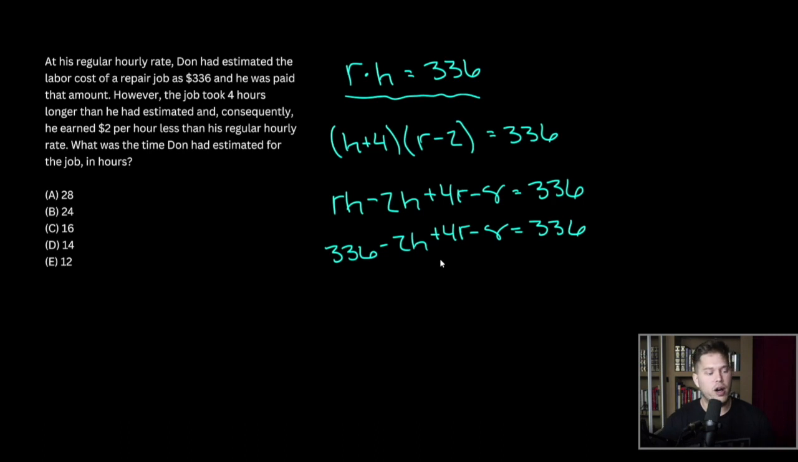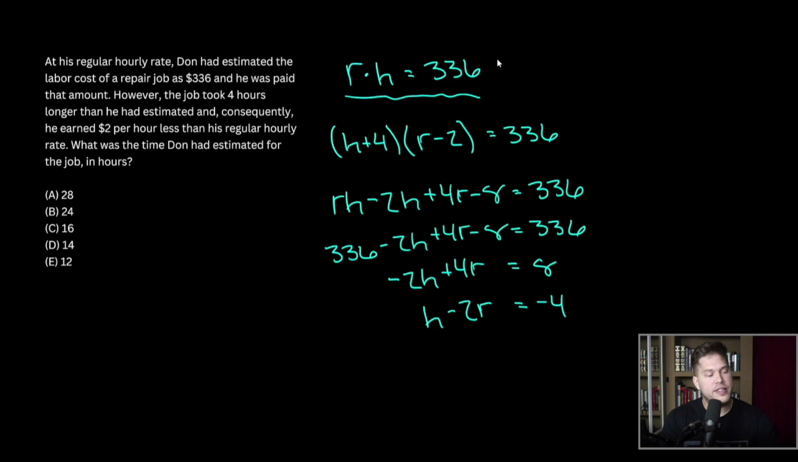Next, let's combine all our like terms. If we subtract the 336, that would be 0, and then if we add the 8, we would have 8. So all said and done, we have minus 2h plus 4r is equal to 8. Next, let's divide both sides by negative 2, and that will leave us with h minus 2r is equal to negative 4. All right, the question wants us to solve for the estimated amount of hours for the job.